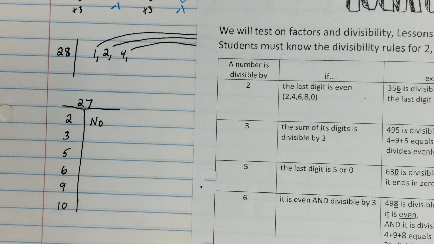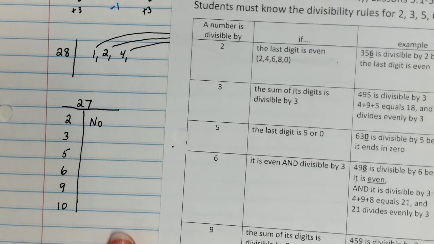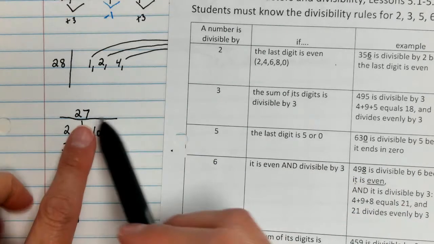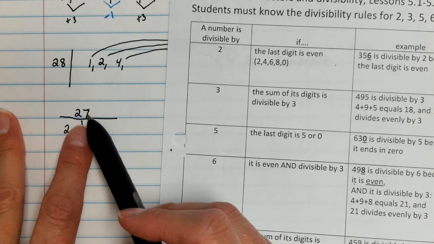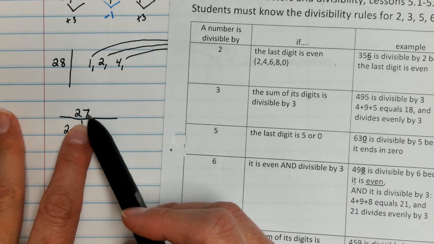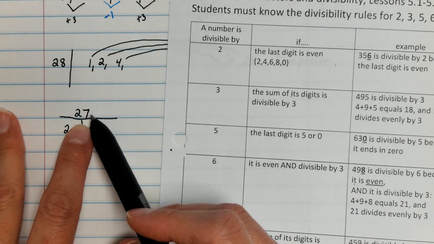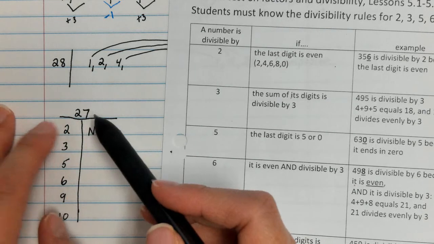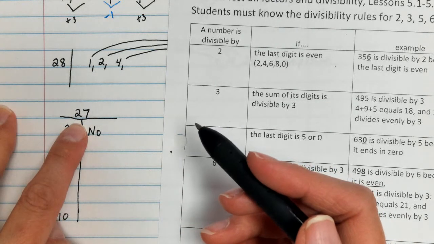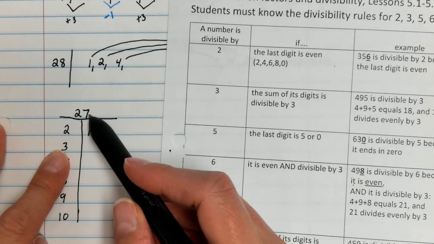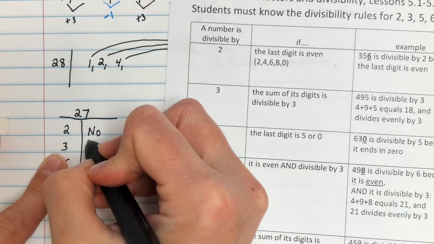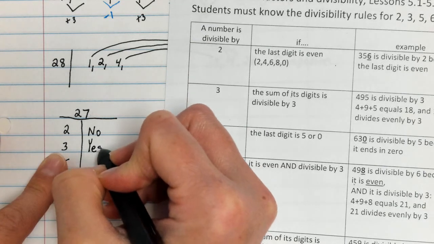All right, now let's look at the rule for the 3. The rule for the 3 is the sum of the digits is divisible by 3. That means when I add 2 plus 7, what do I get when I add 2 plus 7? 9. That means that 3 times a number equals 9. So 3 times 3 equals 9. So is 3 a factor of 27? Yes.